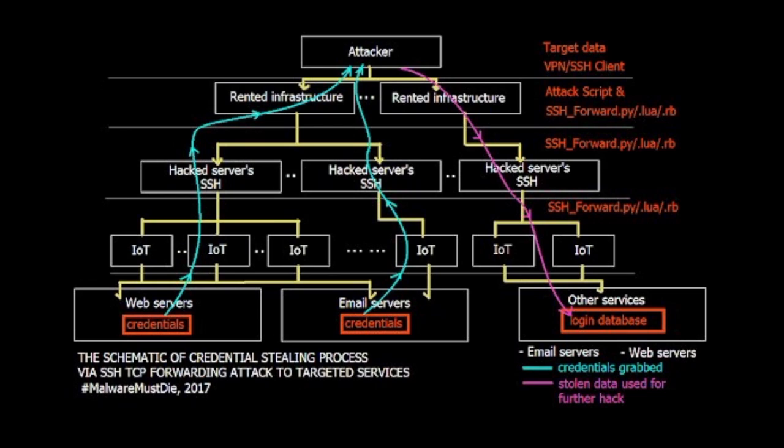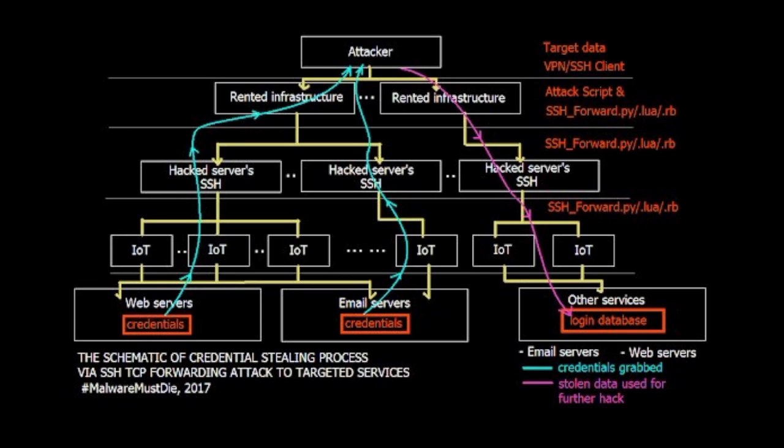And then these credentials are going to filter back up the chain, through the strudels, through the rented infrastructure, back to the attacker. Then the attacker typically would choose to use other rented infrastructure, definitely not the same, and he's going to go back down the chain on the other side. He's going to grab another hacked server under his control, find more IoT devices which are vulnerable, and then use these stolen credentials to hack into another database.